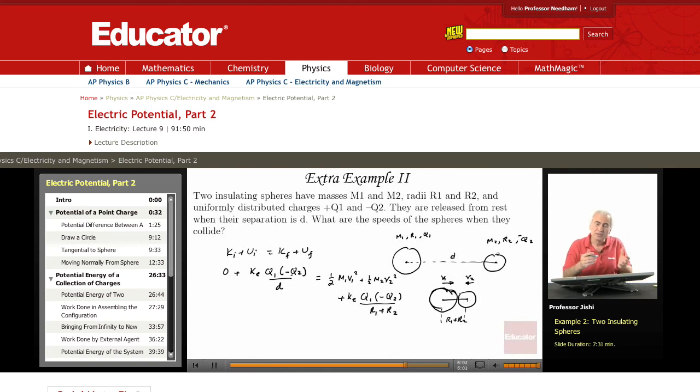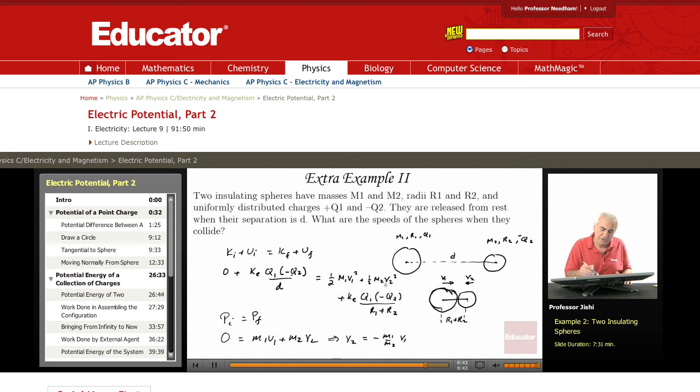And so the initial momentum is equal to the final momentum. But the initial momentum is zero, because initially they were at rest. The final momentum is m1 v1 plus m2 v2. So this means that v2 is minus m1 over m2 times v1. Of course, it's negative because v2 is to the left and v1 is to the right. So if v1 is positive, v2 is negative.